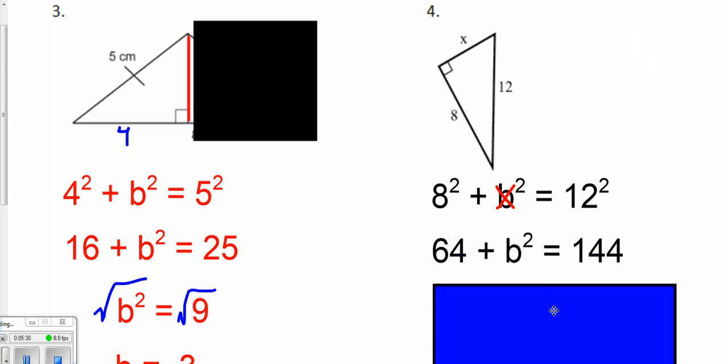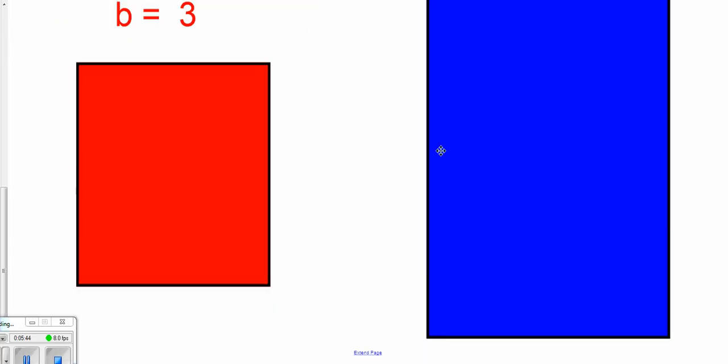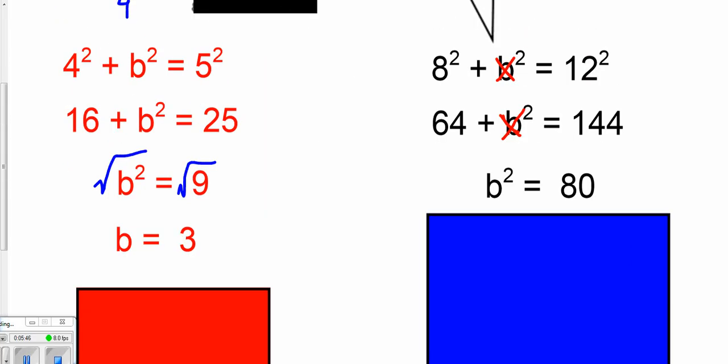Simplify everything out. 8 squared is 64. X squared, or b squared, whatever we want to call it, stays as is, and 12 squared is 144. Subtract 64 from both sides and we get b squared, or x squared, whatever you're going to call it. You can rename it x if we want.